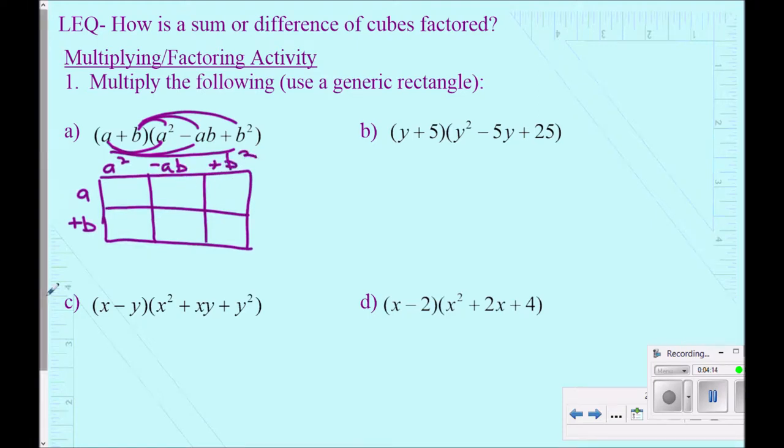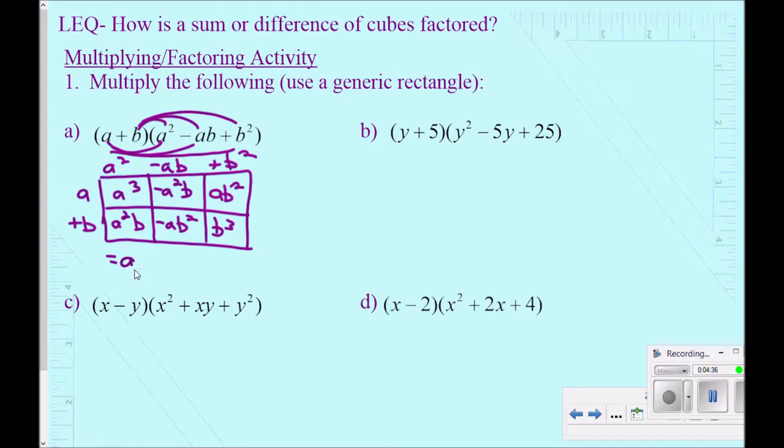And when I multiply a times a squared, that's a cubed. A times negative ab, that's negative a squared b. A times b squared is ab squared. b times a squared is a squared b. b times negative ab is negative ab squared. And b times b squared is b cubed. So we know we combine like terms.